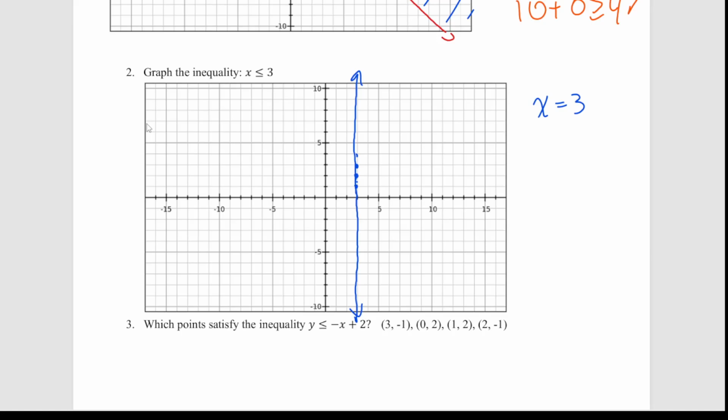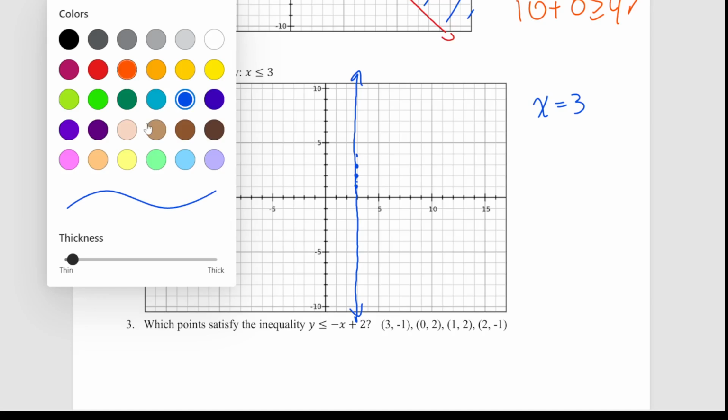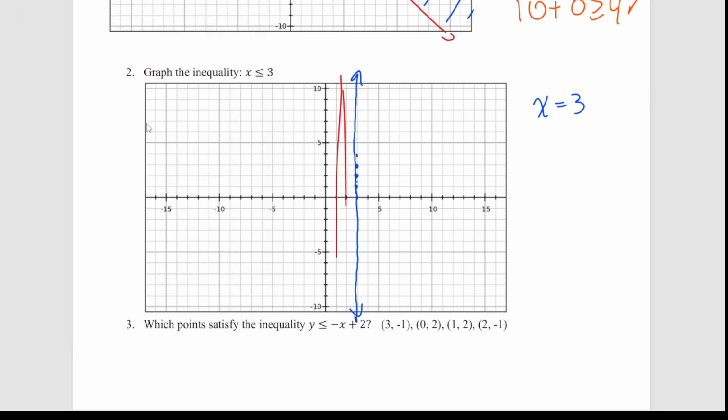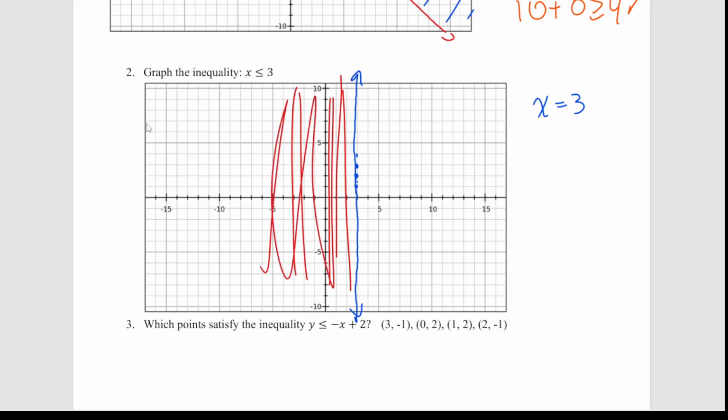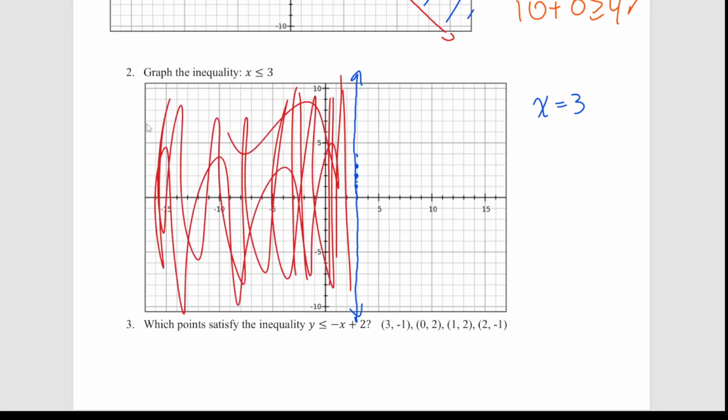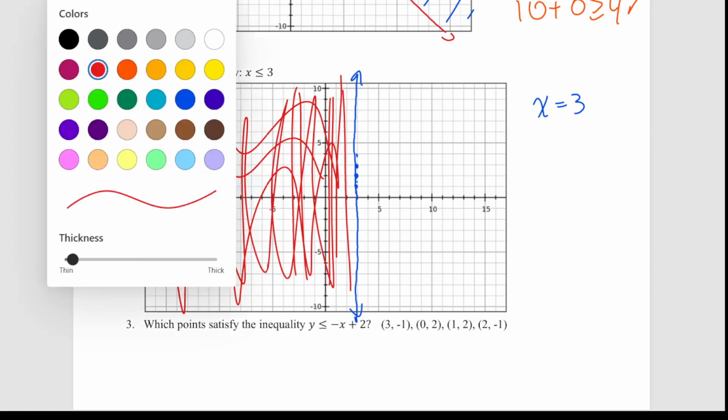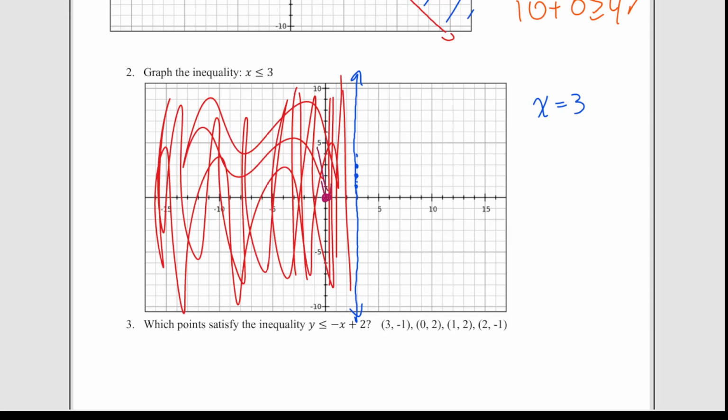Then we need to figure out where to shade. So this is a kind of rare instance where you're not shading above or below, but you're shading to the left or to the right. And specifically, since it says less than or equal to 3, that means we're going to shade to the left because all of these are x values that are less than or equal to 3. And just in case, we can still plug in a specific testing point. In this case, I'm going to plug in (0, 0). Because if I plug that in, that would be 0 is less than or equal to 3, which is a true statement, so I know I shaded correctly.